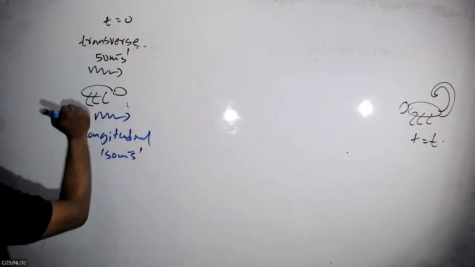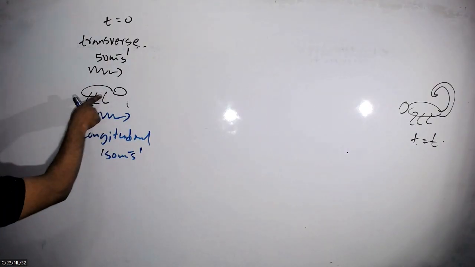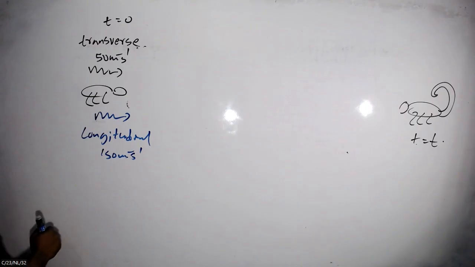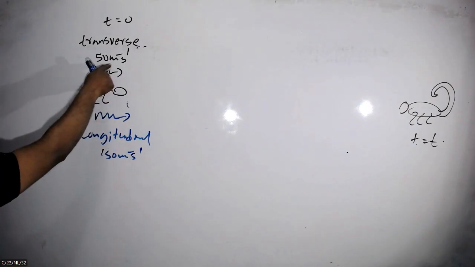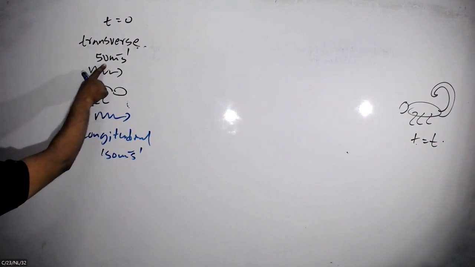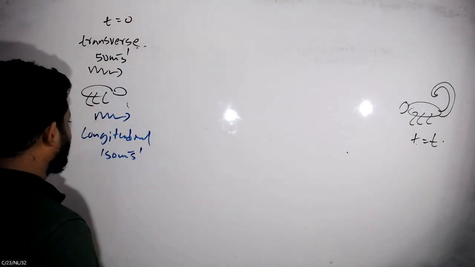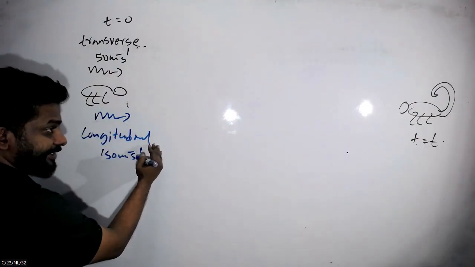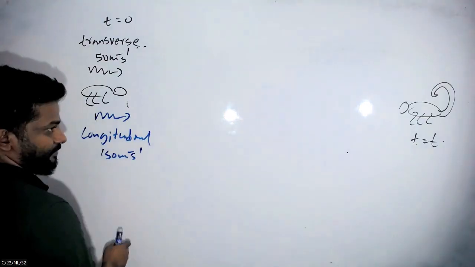Right. Here you can observe that these two waves are produced by this insect at the same time. And they propagate with different speeds. This transverse wave propagates with 50 meters per second. This longitudinal wave propagates with 150 meters per second. Therefore, this wave reaches the observer, the observer meaning this scorpion, first.